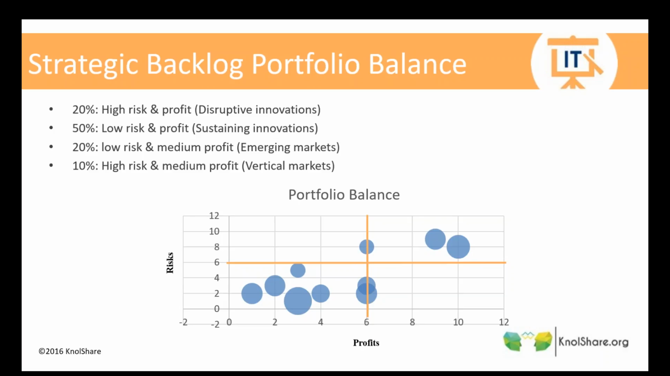We may also look at 20% where we have some low risk and medium profit, where we're going after emerging markets, and maybe 10% of high risk and medium profit at vertical markets. But we also could pretty much divest or invest in other parts where we have low risk and high profits as well, which are very hard to get at times, to really get things that are very low risk and high profits. I mean, if that was the case, everyone would be doing it, and we wouldn't have to do lots of portfolio work.